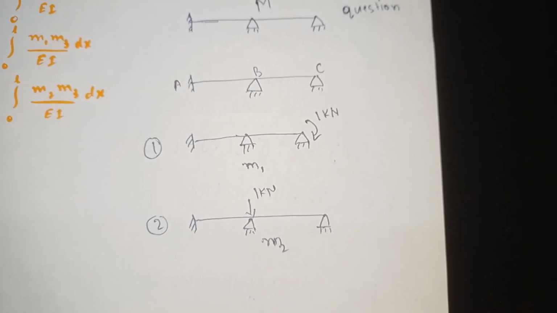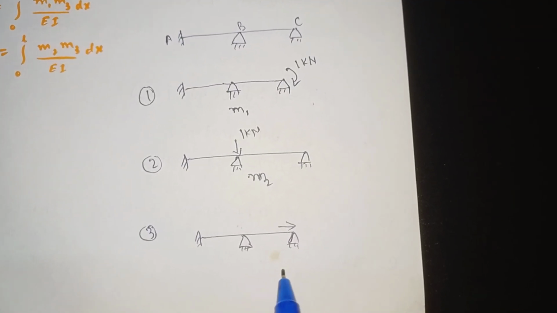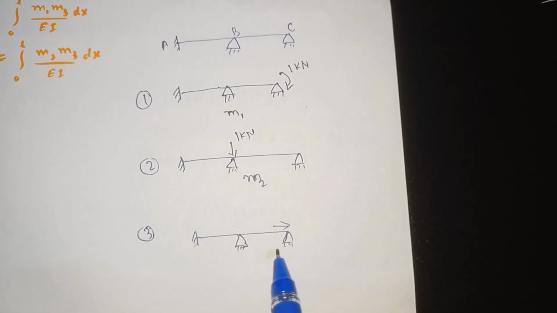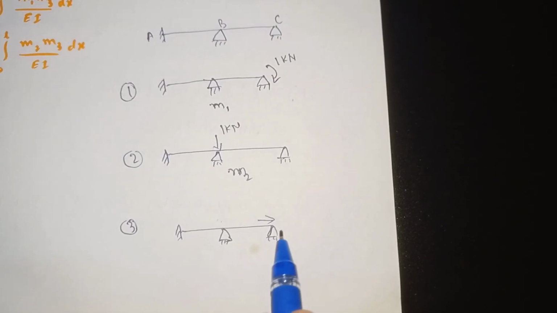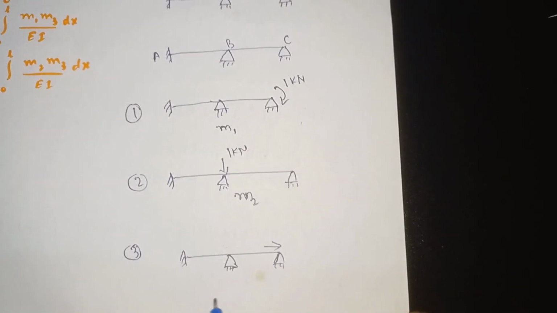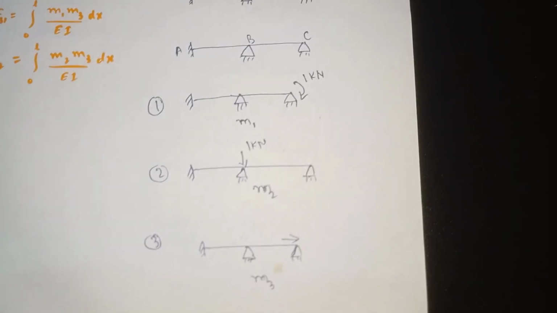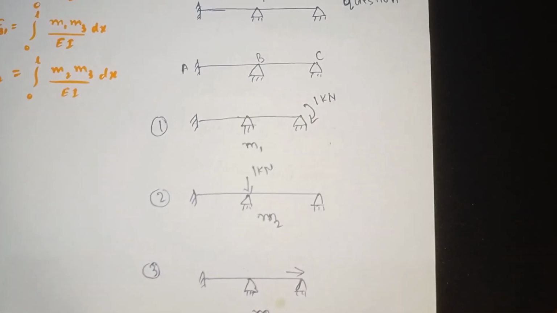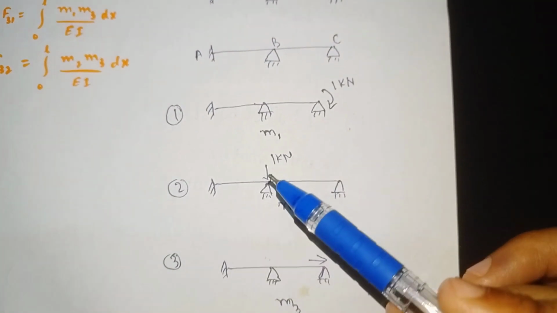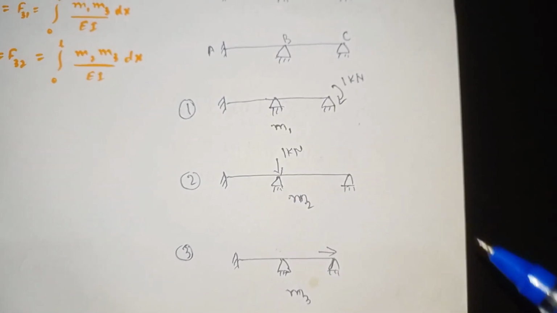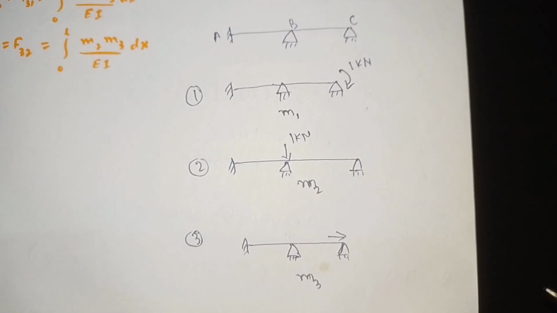And when they ask for the horizontal deflection at point C, then we need to apply a horizontal unit load like this. The diagram will be called M3. So this is M3. This is the possible way: they may ask to find the moment, or the horizontal load and vertical load. So this is M1, M2 and M3. This is how we need to find them.